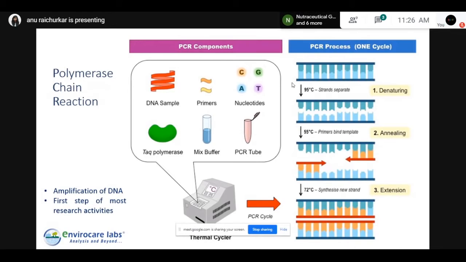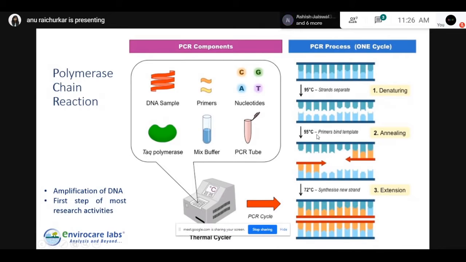But what are the basic principles of PCR? There are three steps involved in a PCR cycle. The first step is called denaturation, the second step is called annealing, and the third step is called extension. Once you start a reaction, it will always be at a very high temperature, at 94 to 95 degrees. The double-stranded DNA is a very complex molecule, and it is very strongly bound together. In order to break these bonds, you have to use a very high temperature. So once we elevate the temperature to 95 degrees, the two strands separate.